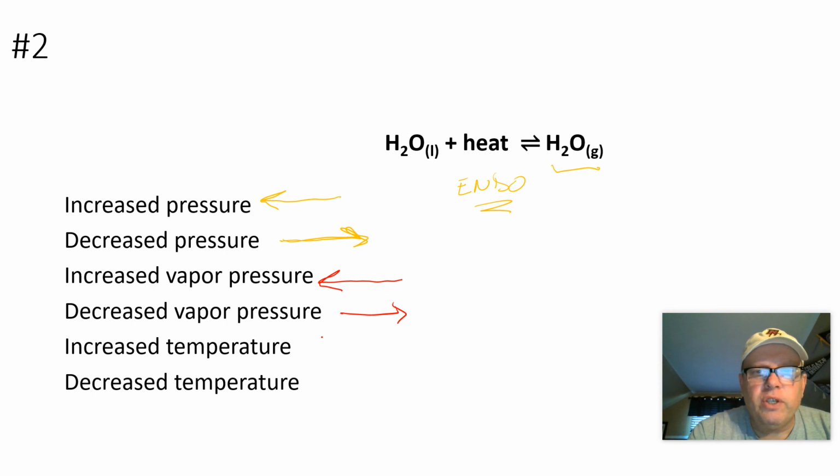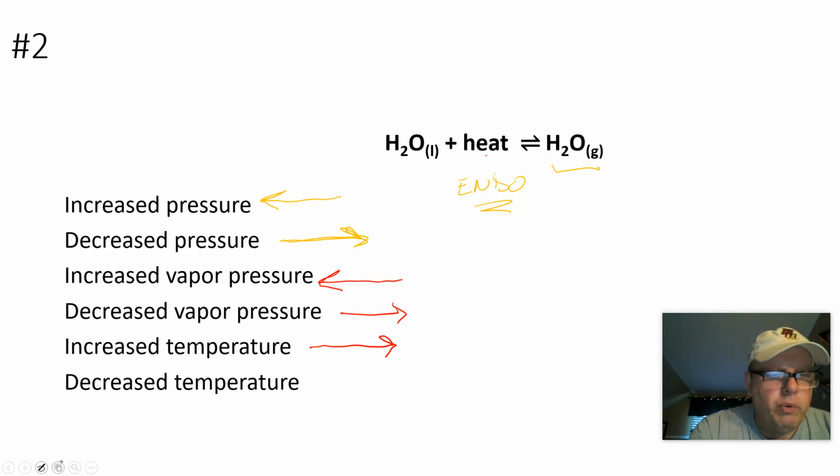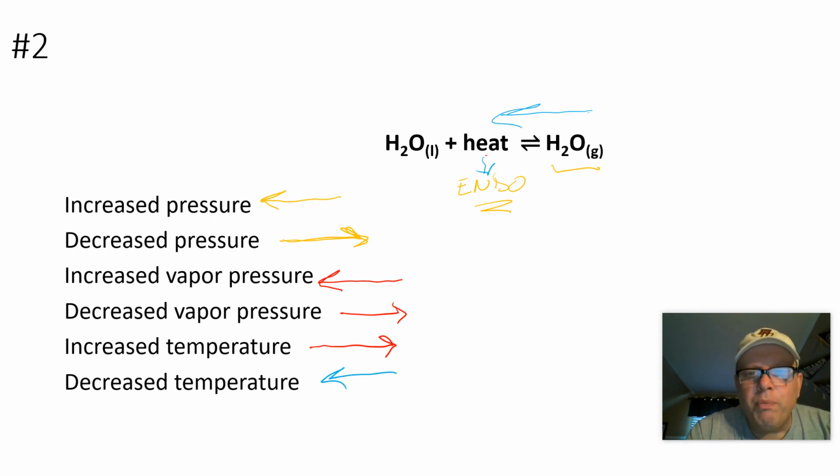If we're going to increase the temperature, it's going to try to get rid of that heat. Think again, heat as a reactant. So increasing temperature is going to go to the side without the heat. And if we decrease this, if we get rid of the heat here, we make it colder. So if we take heat out of the system, it's going to try to restore that heat by pushing across like that. Remember here, we're always trying to restore or return equilibrium, always trying to get back to equilibrium.